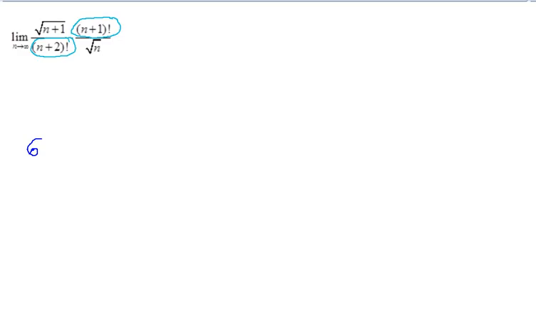So if we had 6 factorial, n plus 2 would be one more than n plus 1, so that'd be 7 factorial.